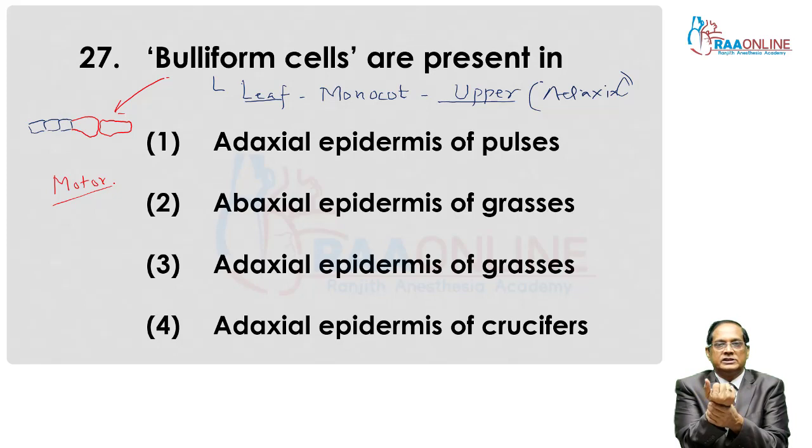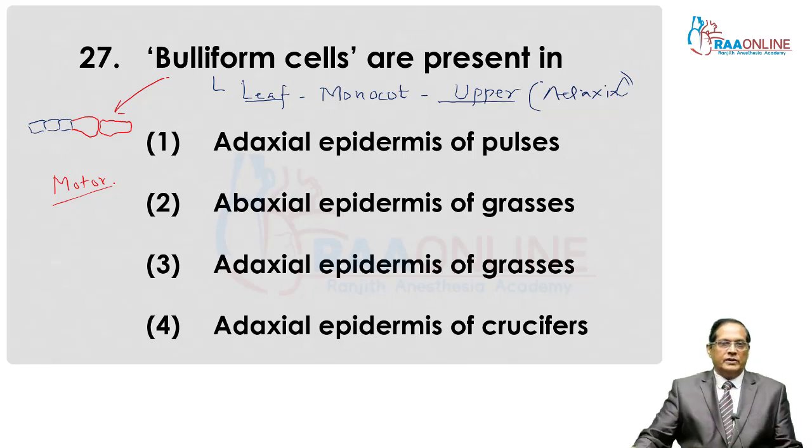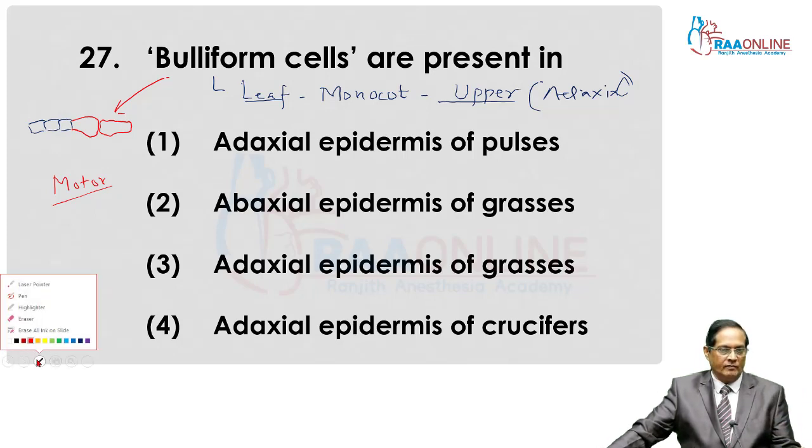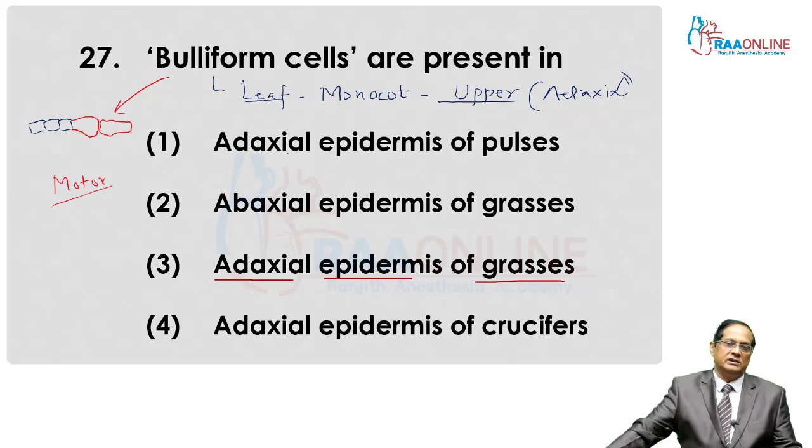When these cells lose their turgidity, the leaf curls inward. When they gain turgidity, there is an uncurling or unfolding of leaf. That is, folding and unfolding of leaf is related with the bulliform cells, and it is a turgor operated phenomenon. When they curl, they prevent the loss of water. So the answer of this question is that they are found in the adaxial, that is upper epidermis of grasses, and the role I have already described.